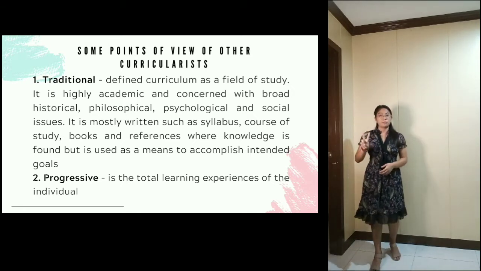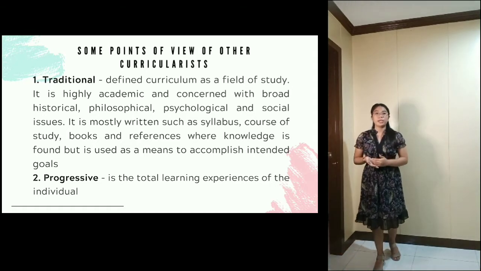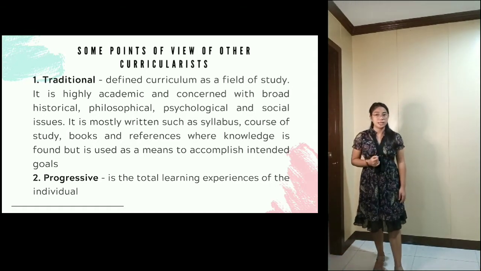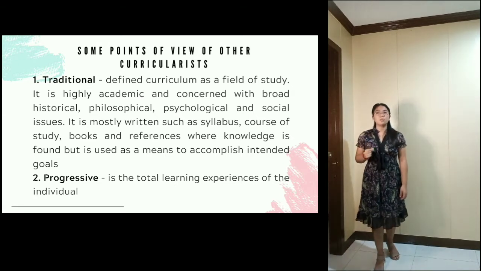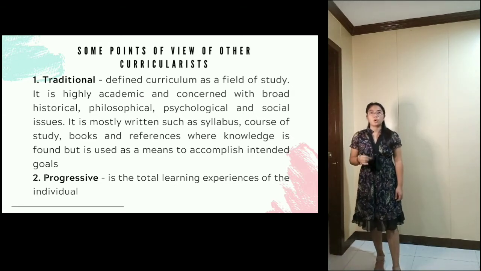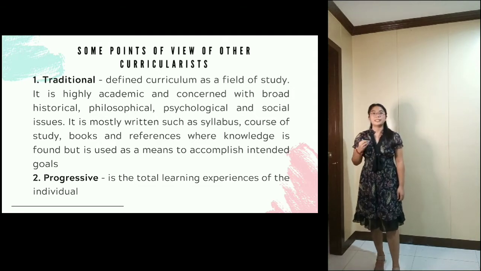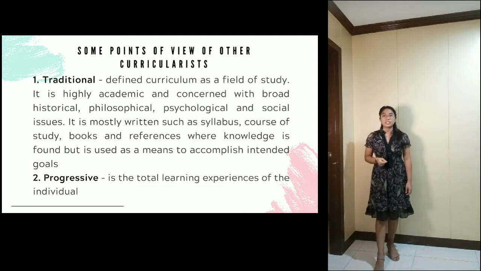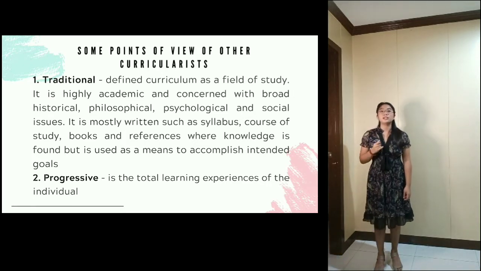So we have 2 types here, the traditional and the progressive. So first, traditional, this defines the curriculum as a field of study. It is highly academic and concerned with broad historical, philosophical, psychological, and social issues. It is mostly written as a syllabus, course of study, books, and references where knowledge is found but is used as a means to accomplish intended goals. And second, the progressive is the total learning experience of the individual.